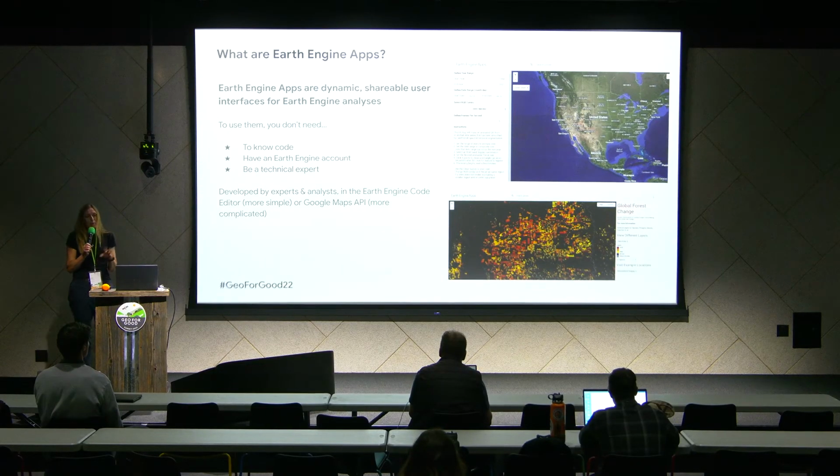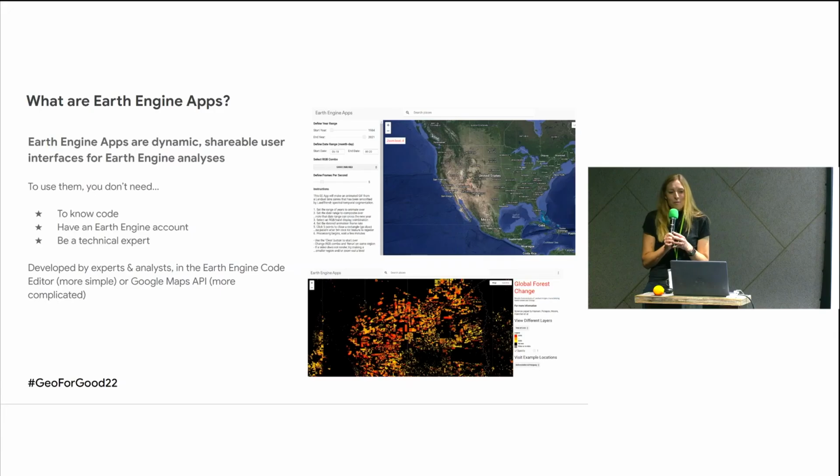All right, most of you know this already, but just to start us off on a very introductory note, what do we talk about when we talk about Earth Engine apps? Earth Engine apps, this is the formal definition, are dynamic shareable user interfaces for Earth Engine analyses. So these are user interfaces that were built on top of analyses and maps created by researchers and developers, in most cases to help other people interact with those data sets and to make them more accessible to a broader audience.